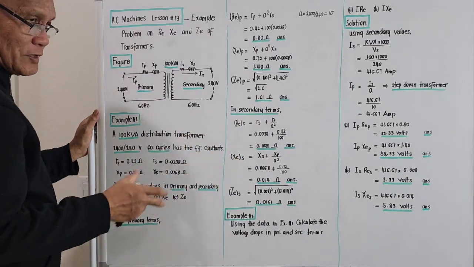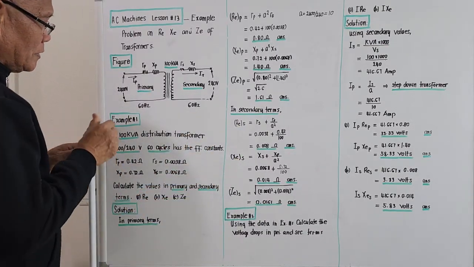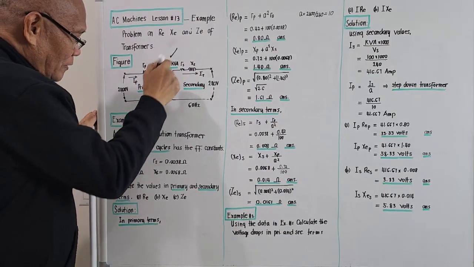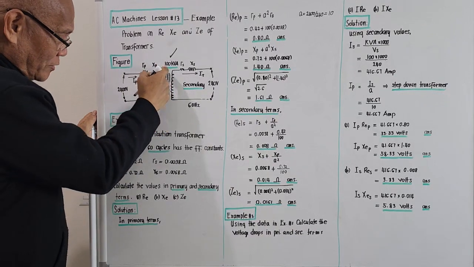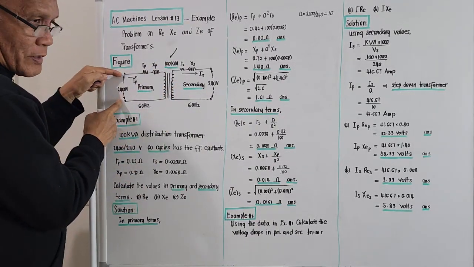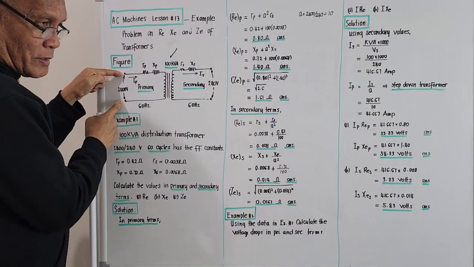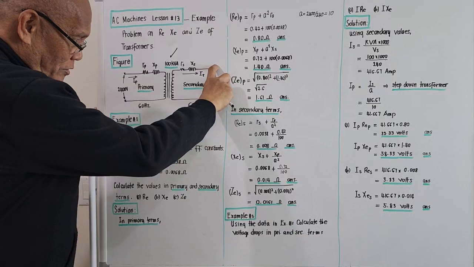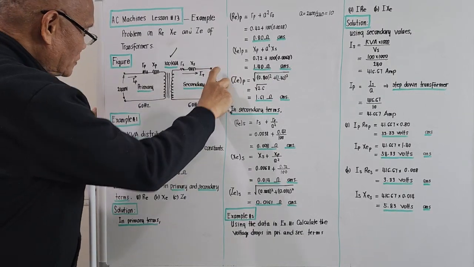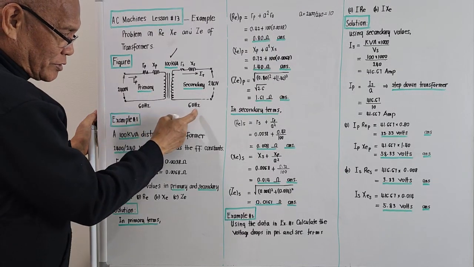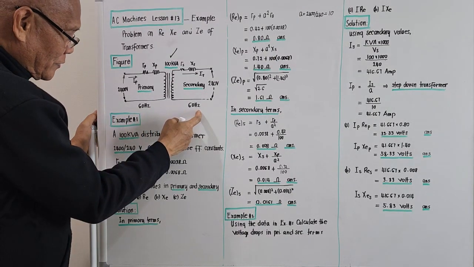We are given a single phase transformer. The total apparent power of the transformer is 100 kVA. The input voltage on the primary is 2400, and the output voltage on the secondary is 240 volts. Frequency of the primary 60 Hz, frequency of the secondary 60 Hz.